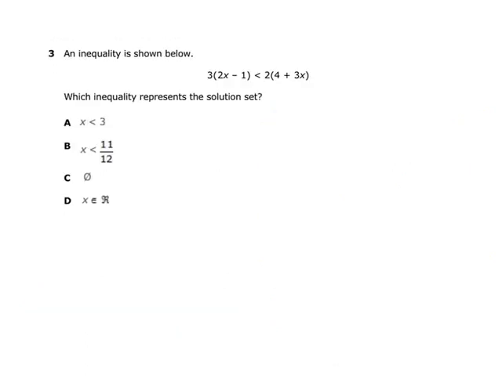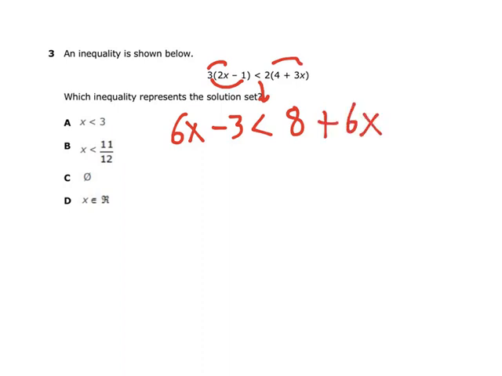Okay, the third problem here is another inequality. Again, this was on a recent STAR Algebra 1 test. It's distribution on both sides, so we can do that. We know how to do that. So 3 times 2x, 6x. 3 times negative 1, negative 3 is less than. You just carry that one down. 2 times 4 is 8. And then 2 times 3x is plus 6x.